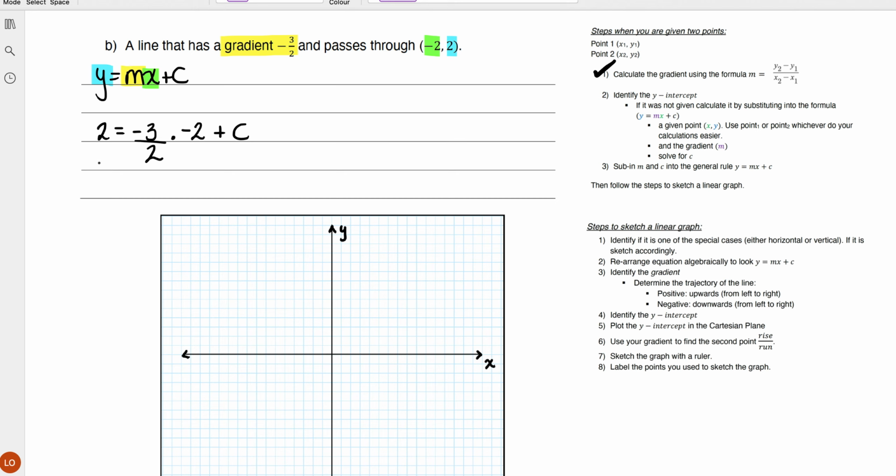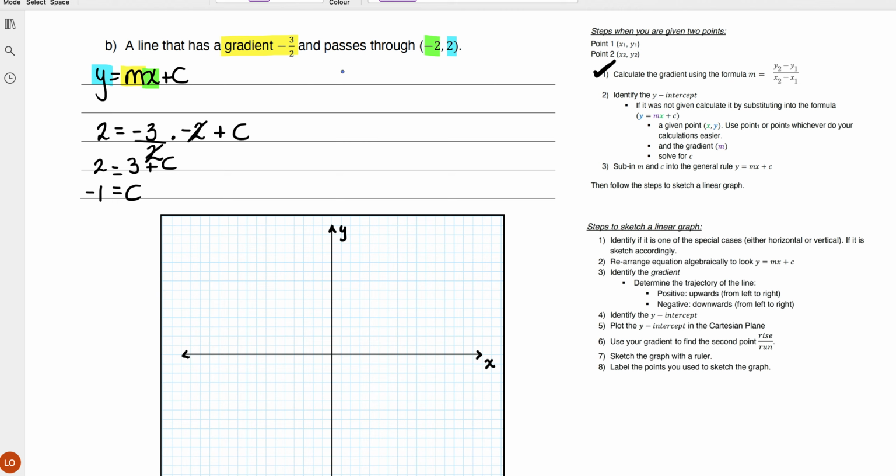Then I have that 2 is equal to these 2 and these 2 get canceled, agree? And a negative times a negative will be positive. Therefore, my answer here is 3 plus c. Then I have to subtract 3 on both sides. That means that -1 is equal to c. Wonderful, I have found my y-intercept.